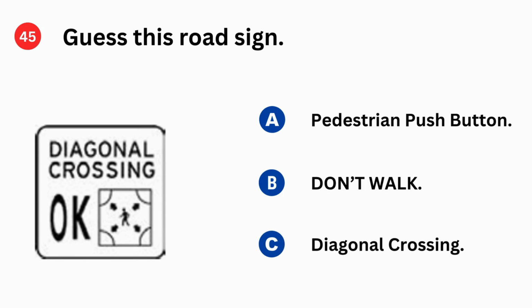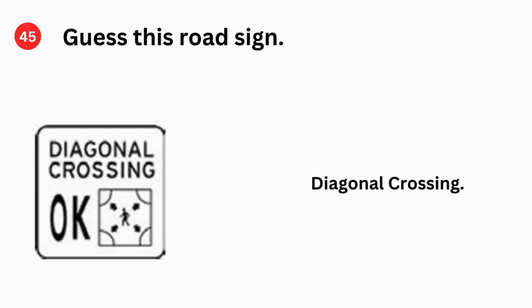Guess this road sign. A, pedestrian push button. B, don't walk. C, diagonal crossing. Awesome! It is the diagonal crossing sign.